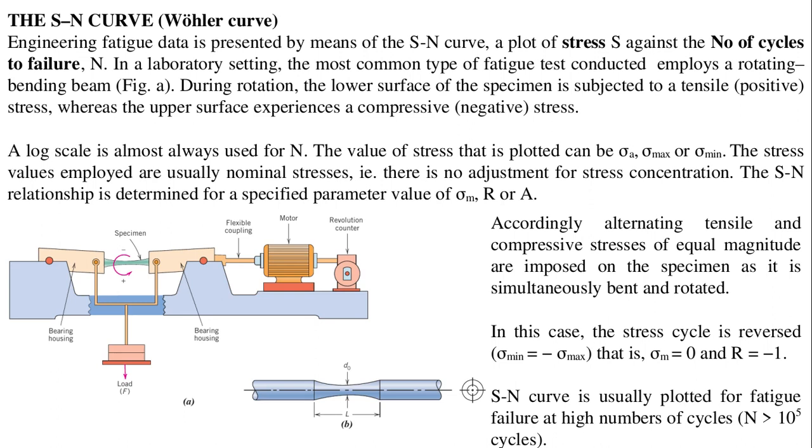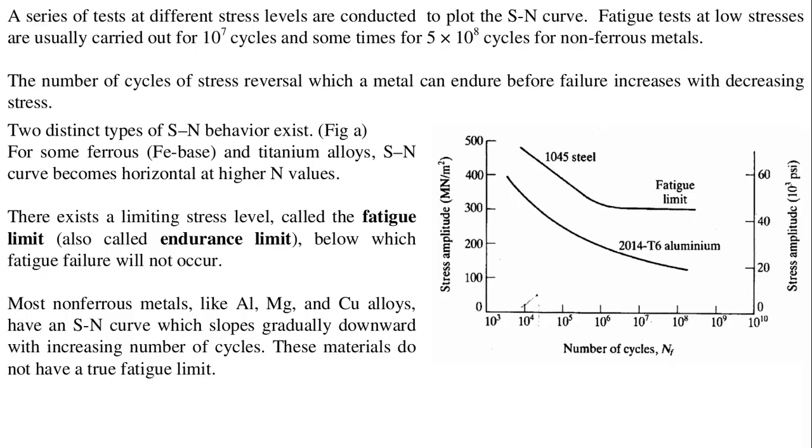Engineering fatigue data is presented by means of the SN curve, a plot of stress S against the number of cycles to failure N. Fatigue tests at low stresses are usually carried out for 10 raised to 7 cycles and sometimes for 5 times 10 raised to 8 cycles for non-ferrous metals. The number of cycles of stress reversal which a metal can endure before failure increases with decreasing stress.